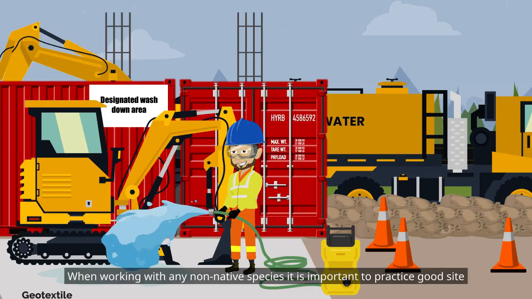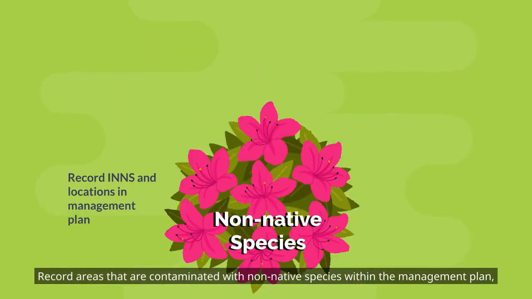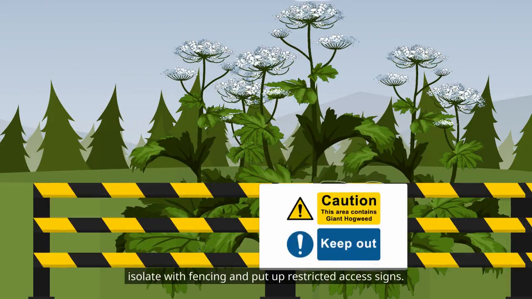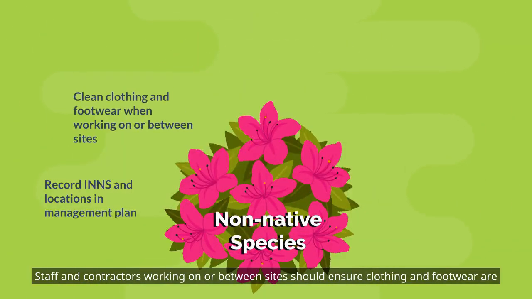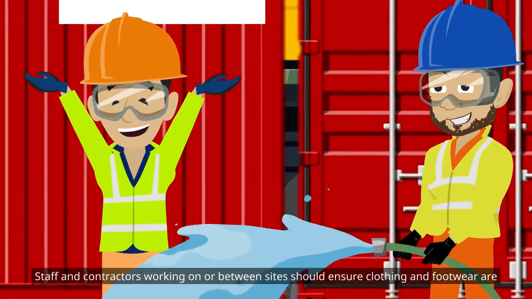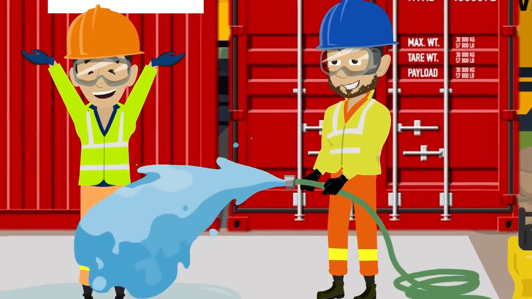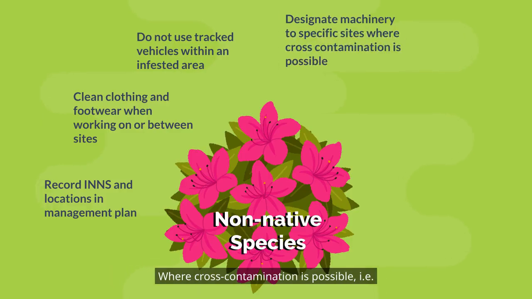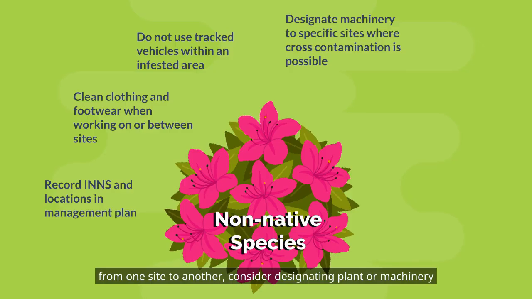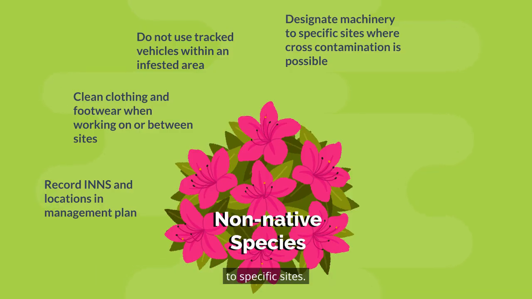When working with any non-native species, it is important to practice good site hygiene. Record areas that are contaminated with non-native species within the management plan, isolate with fencing and put up restricted access signs. Staff and contractors working on or between sites should ensure clothing and footwear are clean to prevent spread. Tracked vehicles should not be used within an infested area. Where cross-contamination is possible, i.e. from one site to another, consider designating plant or machinery to specific sites.